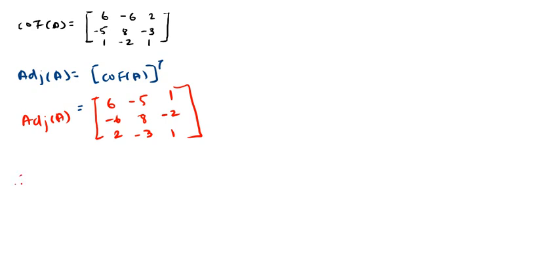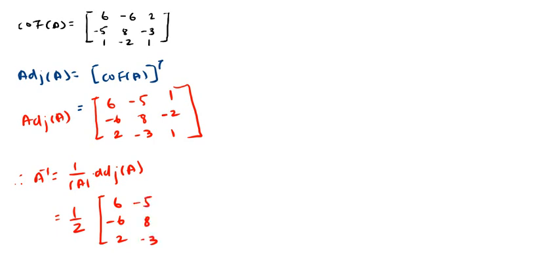Once you get the adjoint of the matrix A, you can easily find the inverse of the matrix. Therefore the inverse of the matrix is 1 upon determinant of A into adjoint of A. We calculated the determinant of A is equal to 2, and into this adjoint of the matrix A, which is 6, minus 6, 2, minus 5, 8, minus 3, 1, minus 2 and 1. So we got this A inverse.